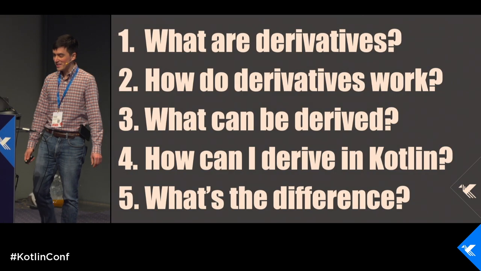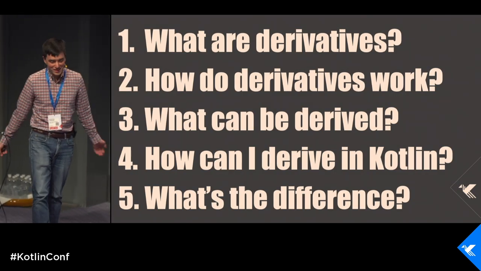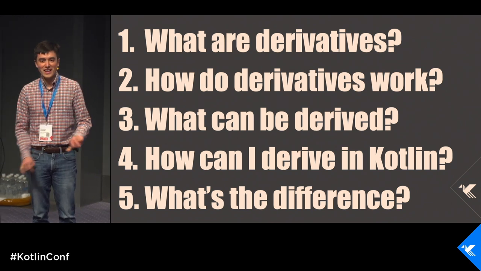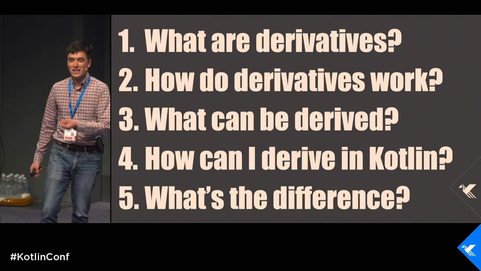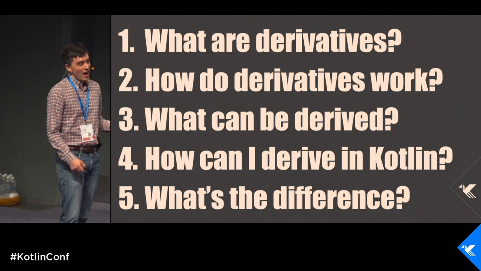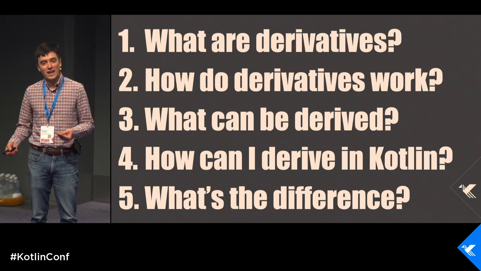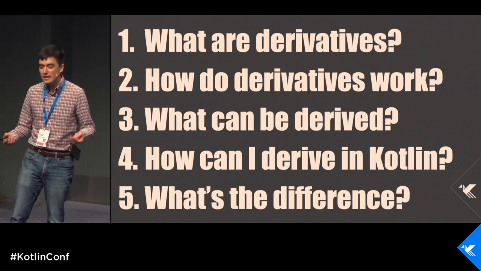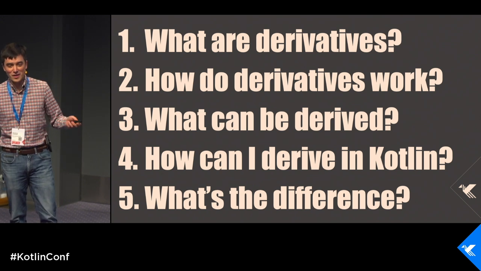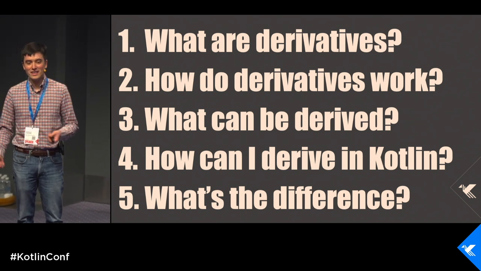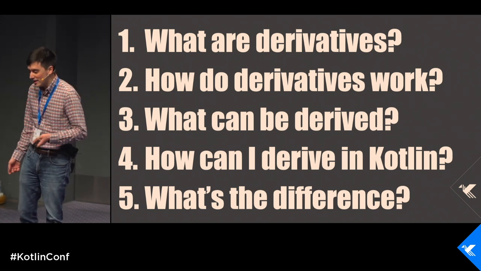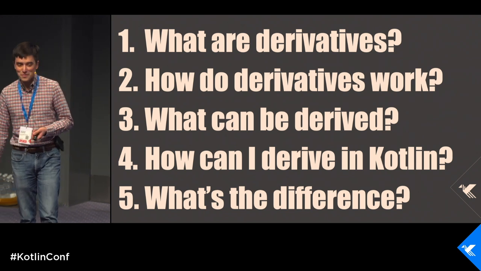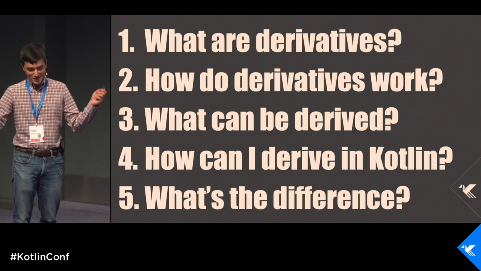So there's five things I'd like to try to talk to you about today. What are derivatives? Maybe this will be a little bit of a recap for you if you went to Eric's talk. How does differentiation work? How can we implement it on a computer? What can we derive when we have this? So what things are possible to get? And what are the conditions for differentiability? And how can I do this in Kotlin, of course, because we're here at KotlinConf. And why should you care?